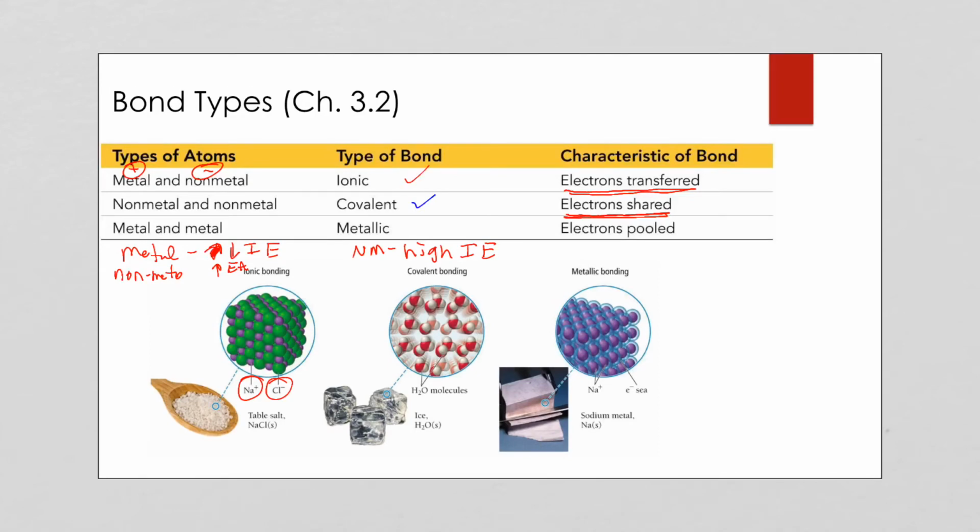Now metallic, we're going to spend just a little bit of time at the very end talking about these, but we're really not going to focus too much on them. Okay, so we got our three major bond types.